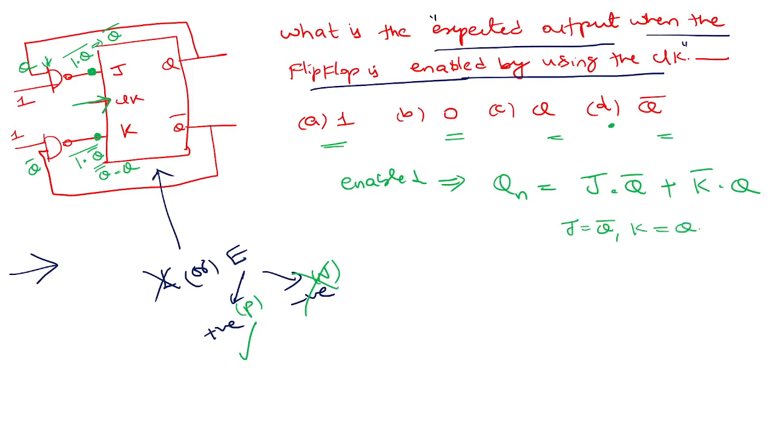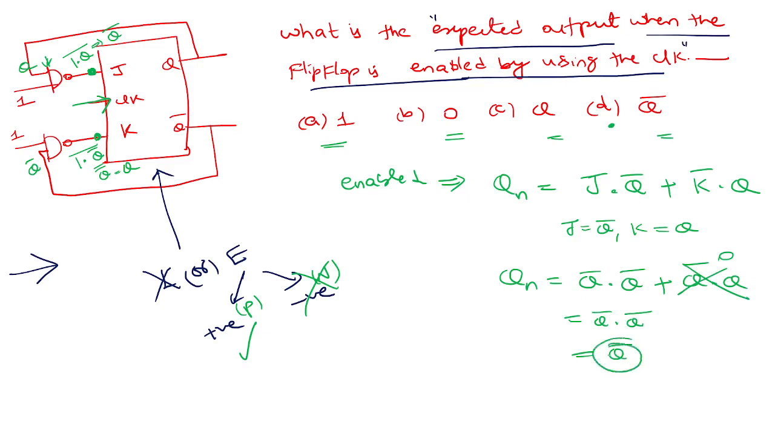K is Q. So, Qn is what? Q complement and Q complement plus K is Q. Q complement and Q, Q and Q complement, this will be 0. So, this is Q complement and Q complement. We know it is going to be Q complement. So, option D is the right answer. That's how we can solve these problems. Okay.